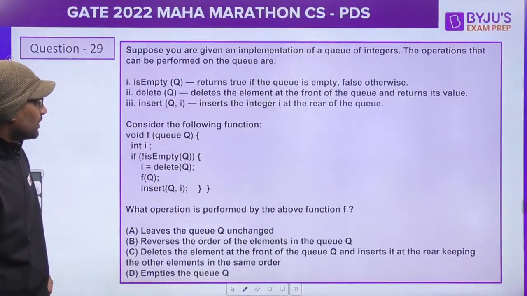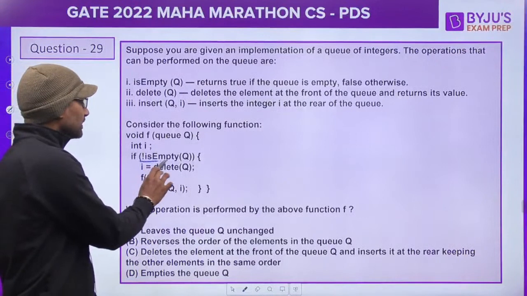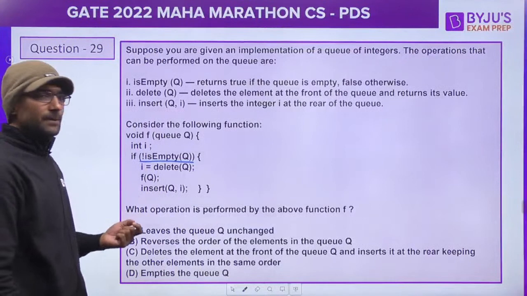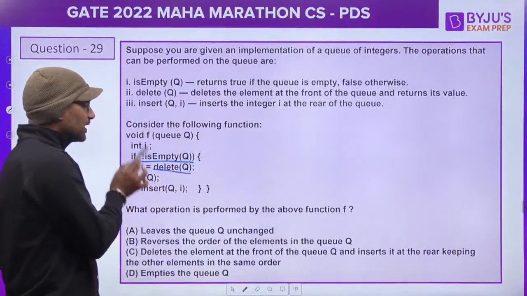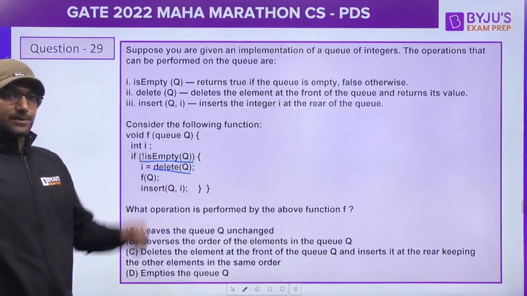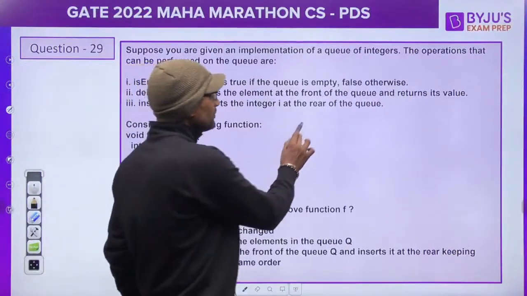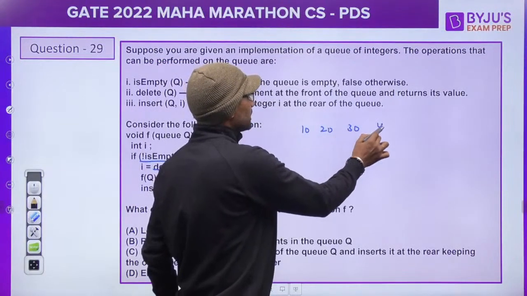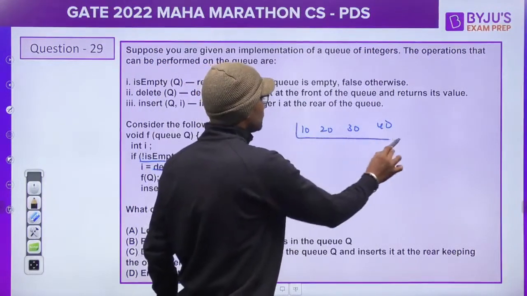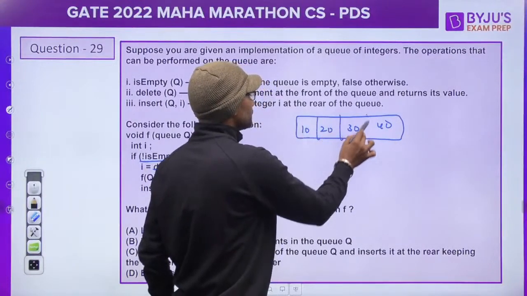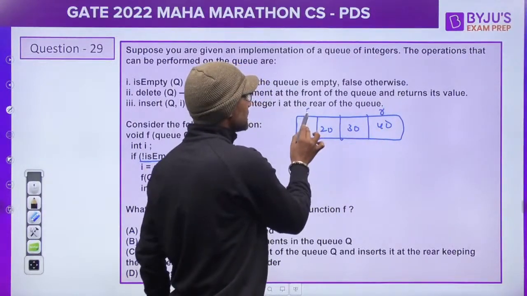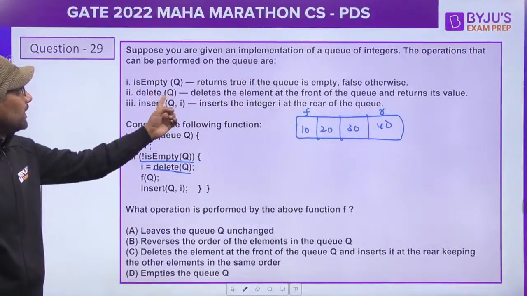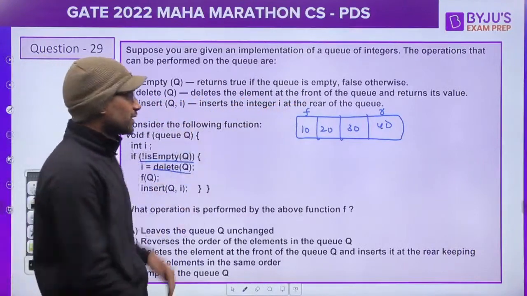Firstly, we are checking whether the queue is empty or not. As the queue is not empty, what are we doing? We are deleting the element which is at the front. So let's say we have the elements 10, 20, 30, 40. Let us suppose this is the queue, this is the rear end, this is the front end. Now delete of queue, delete the element at the front of the queue.